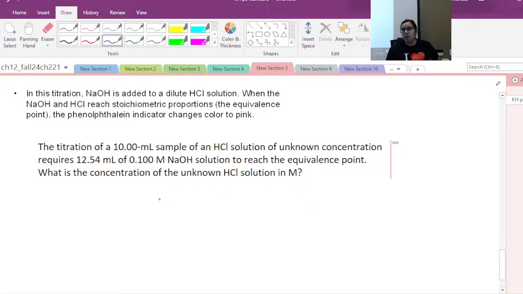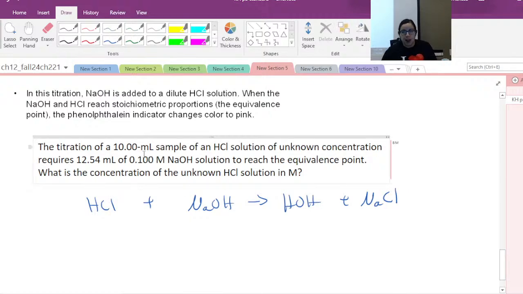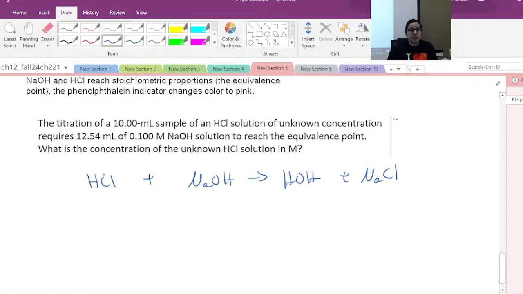So what's your balanced equation? I have one in the chat, but let's start with that. Does anyone have our balanced equation? Yeah, 1 HCl plus 1 NaOH equals 1 H2O plus 1 NaCl. Excellent. That looks good, and chat agrees with you. The key point is that the HCl and sodium hydroxide are in a 1-to-1 ratio, and we're seeing that with this balanced equation.